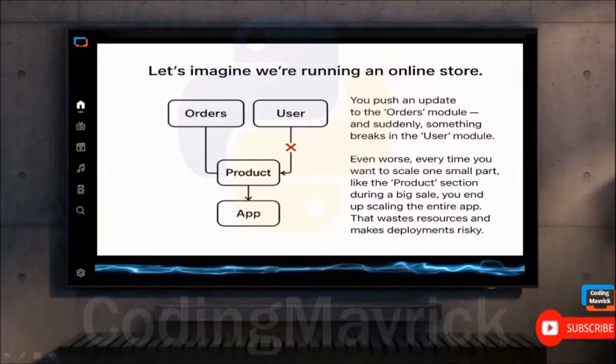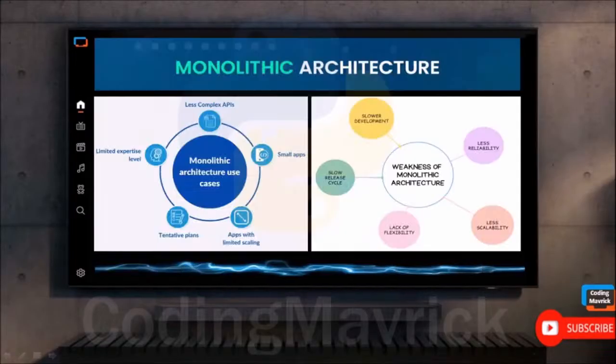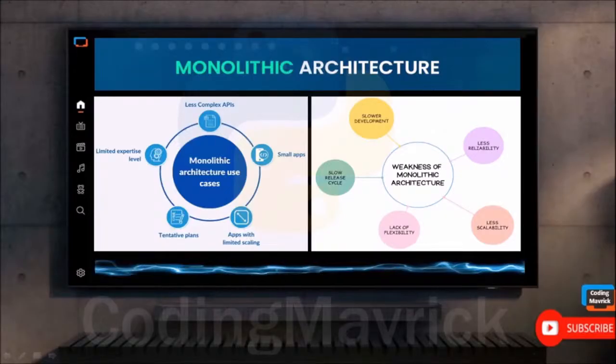Let's imagine we are running an online store. You push an update to the order module, and suddenly something breaks in the user module. An even worse scenario: every time you want to scale one small part, like the product section during a big sale, you end up scaling the entire app. That wastes resources and makes deployment risky. Viewers, in short, monolithic architecture comes with several challenges.